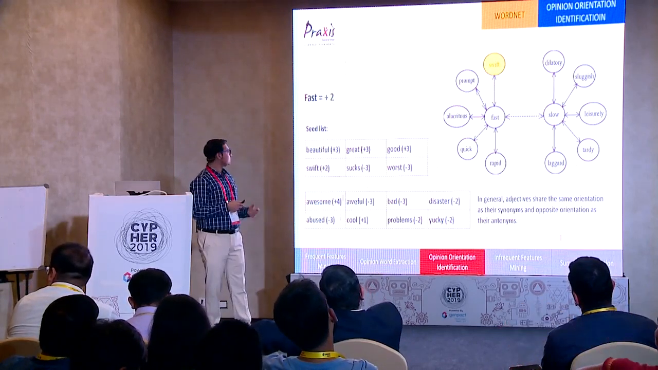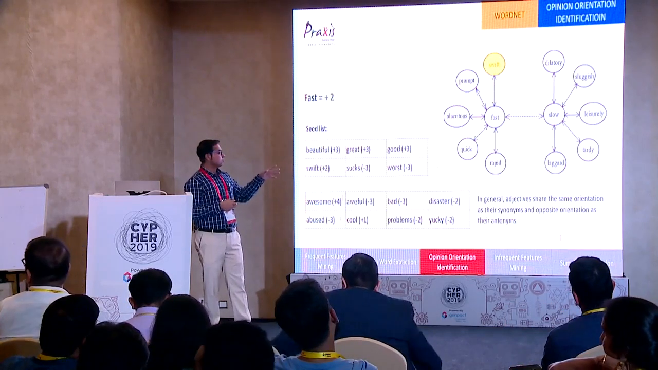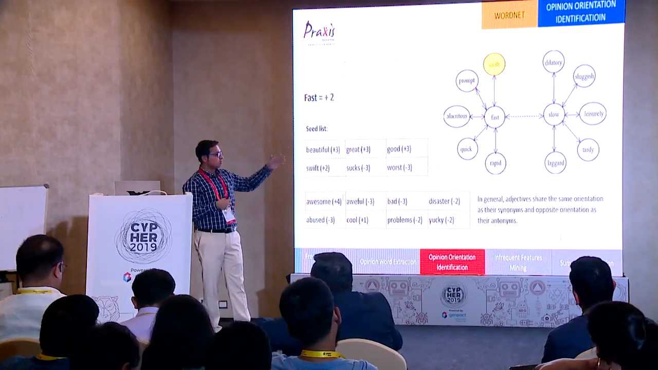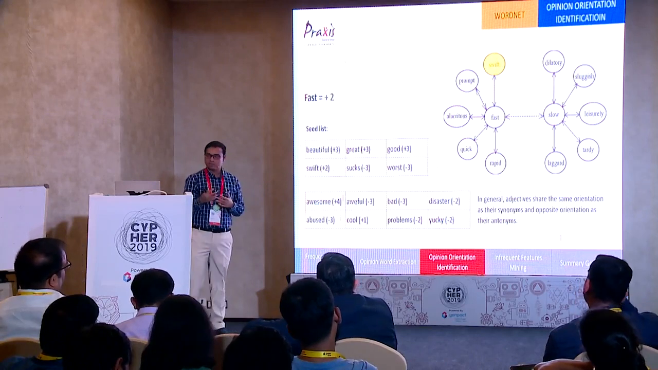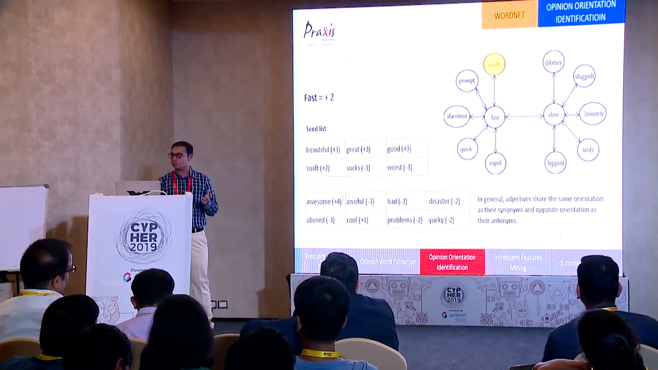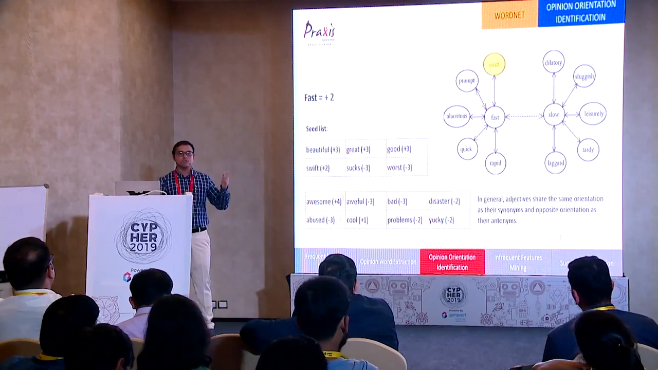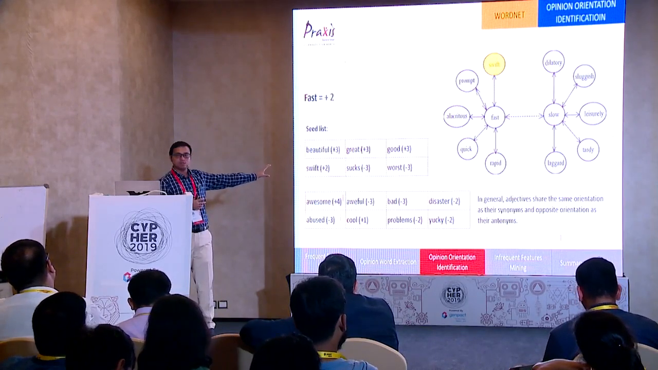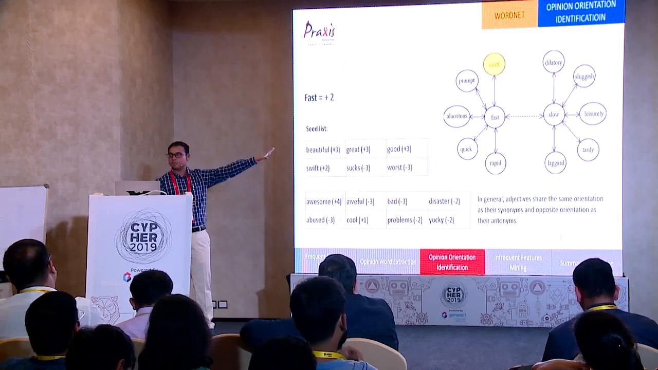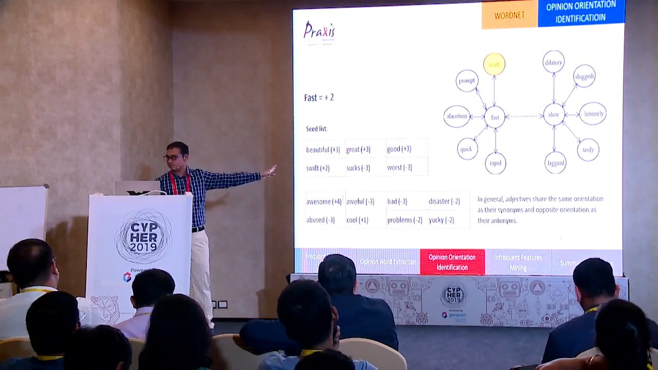So the reason why WordNet works is that basically the adjectives share the same orientations with their synonyms and opposite orientations with their antonyms. So if the word swift wasn't present in the list, then we would have searched whether any of its antonyms were present in the seed list, right?